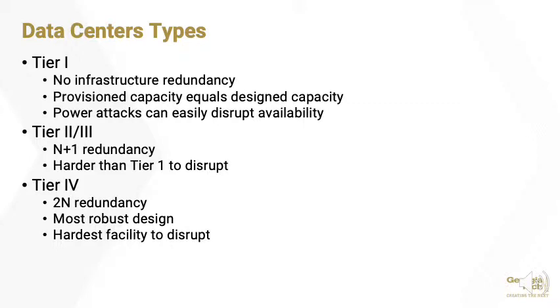Tier 4 data centers are built to a more robust 2N redundancy model. This means that each unit in the facility has a backup. To disrupt availability in these data centers, one must disable both the main and the backup power. This is much harder to do in a Tier 4 data center.